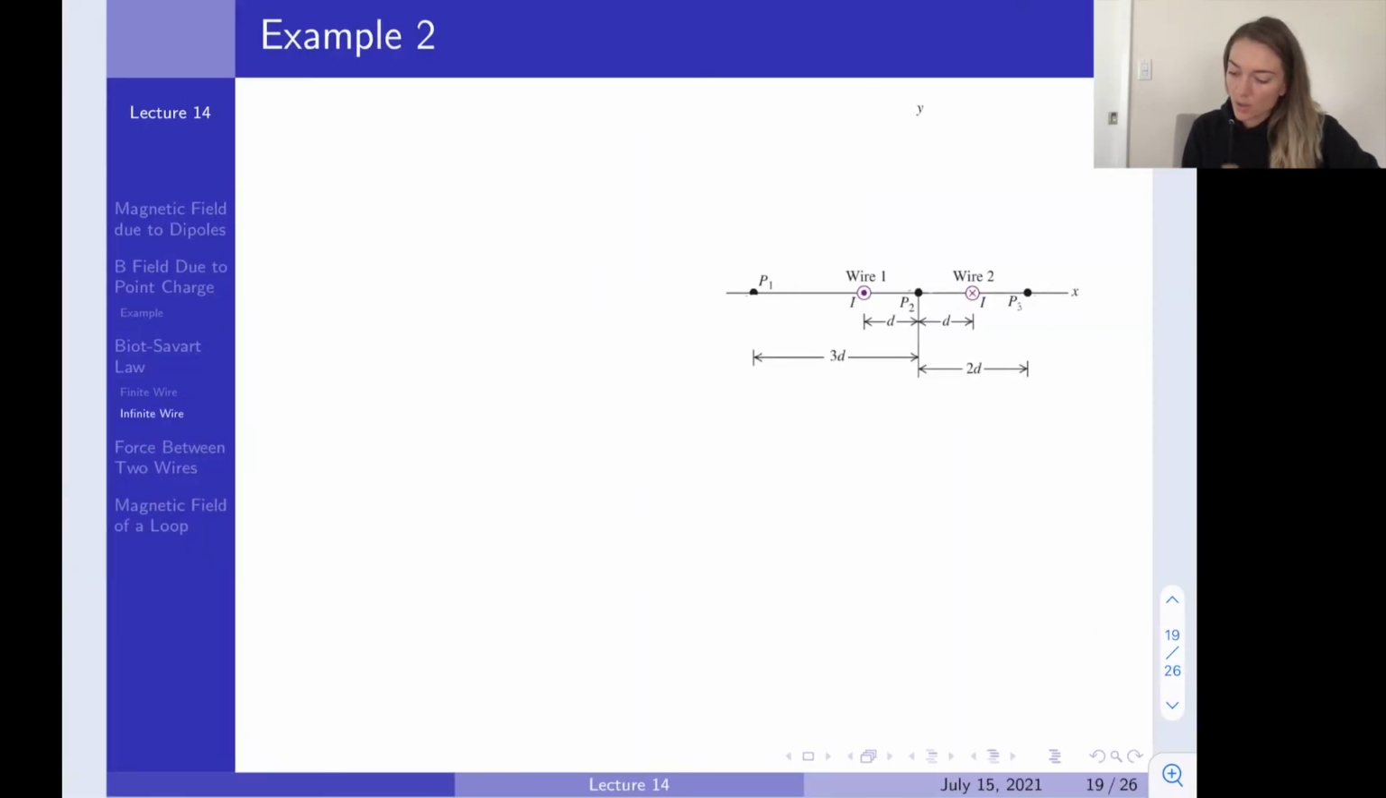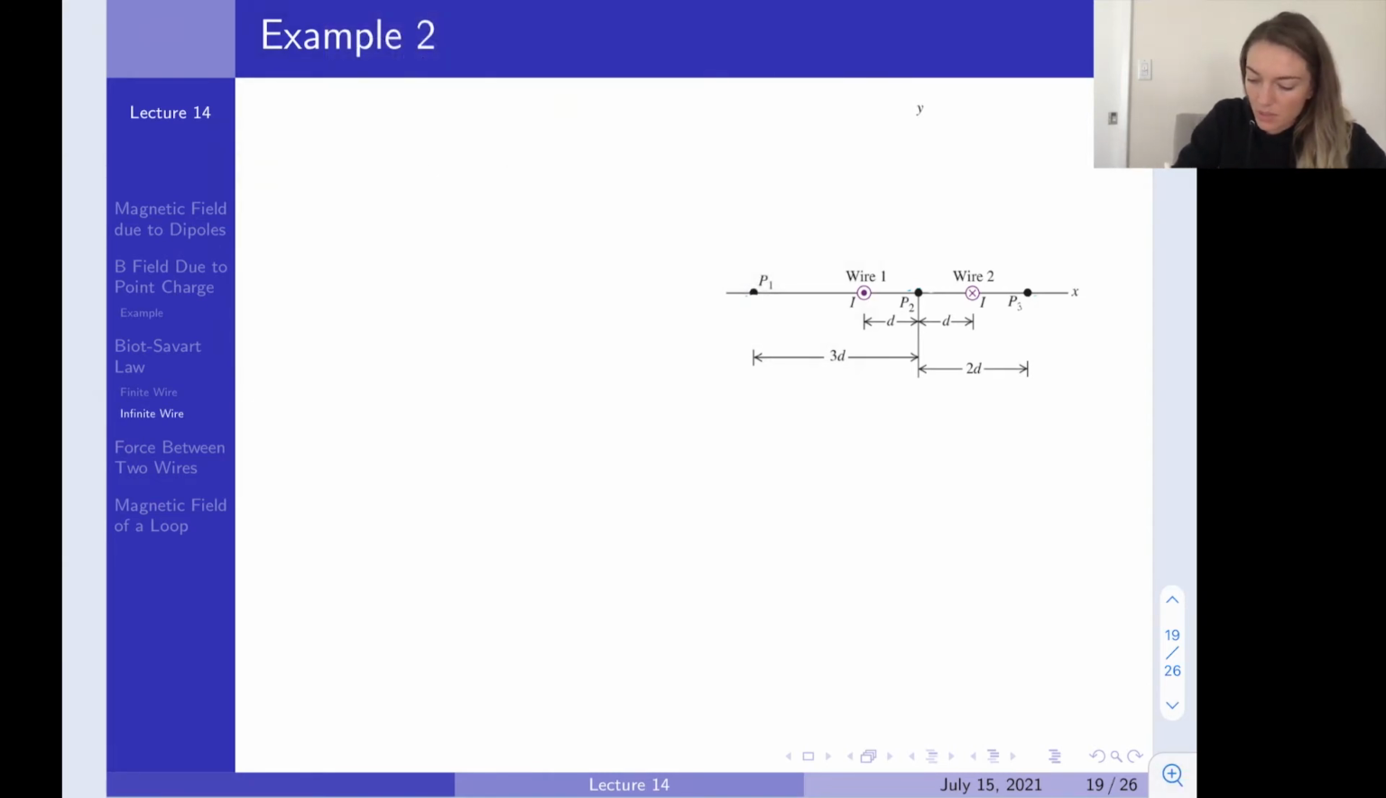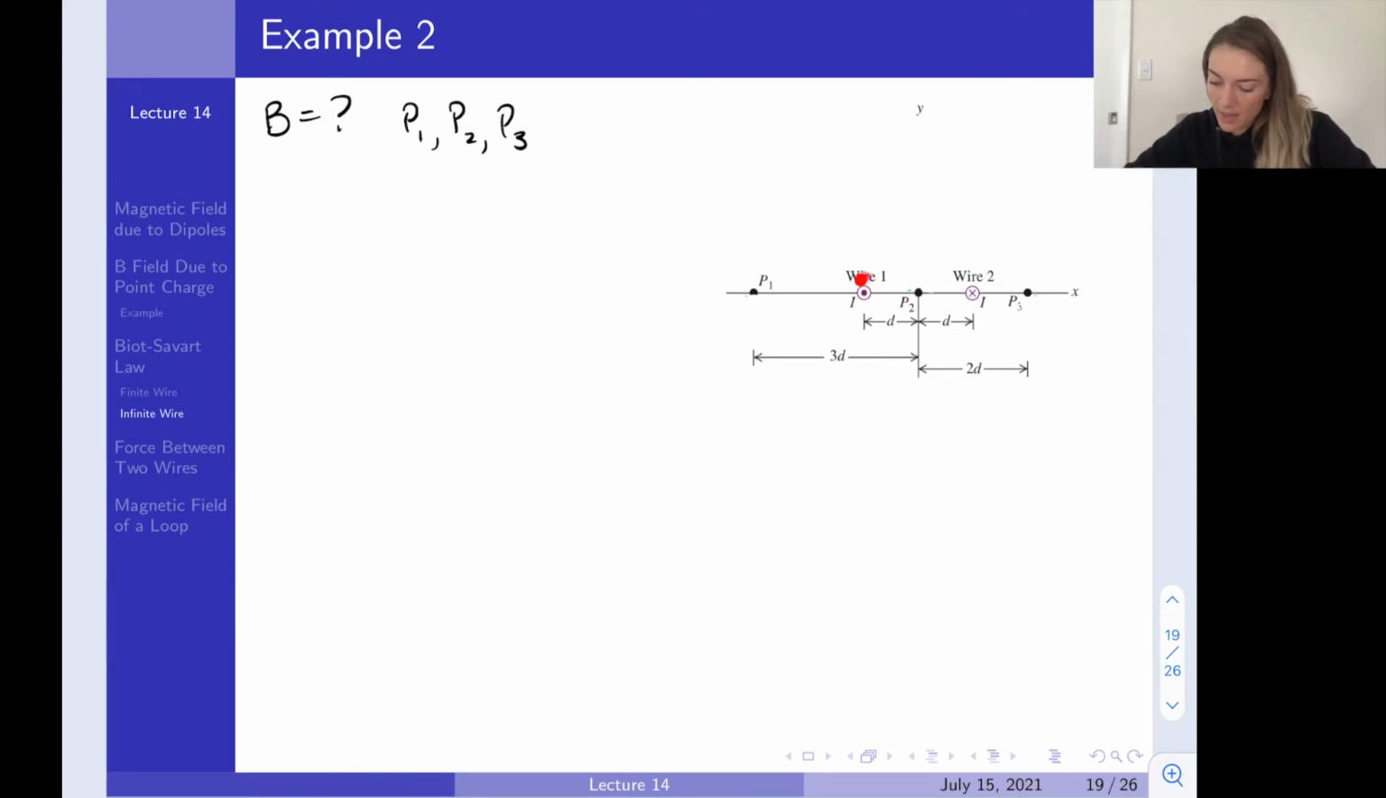Okay, so let's use this now to find the total magnetic field at each of these 3 points, P1, P2, and P3. We have a wire here where the current is going out of the page, and here the current is going into the page. Remember, circle means the current's coming out. X means the current's going in. So we've got two wires, one coming out of the page, one going into the page.